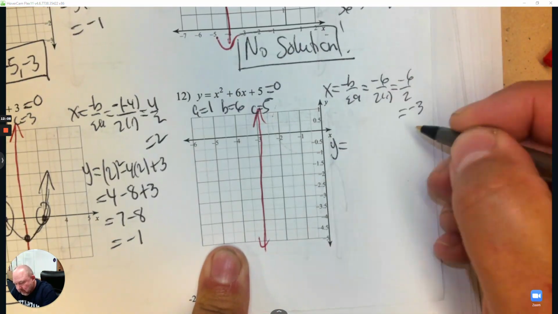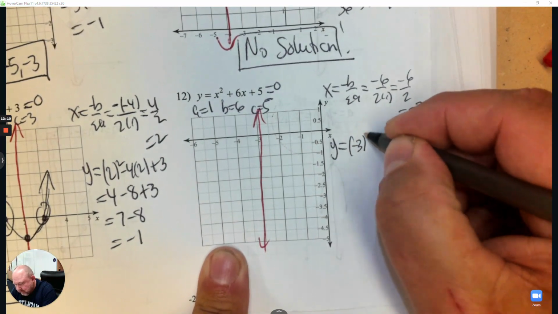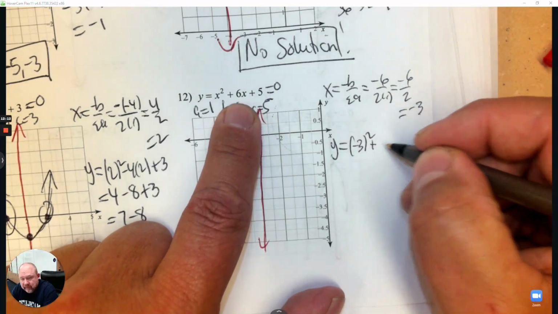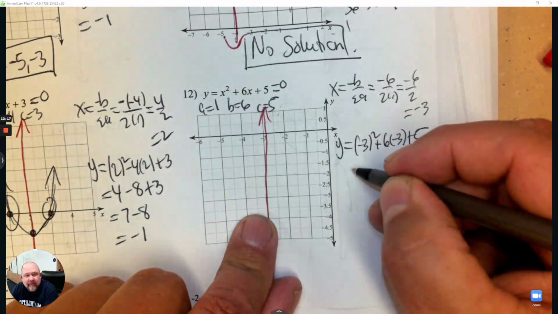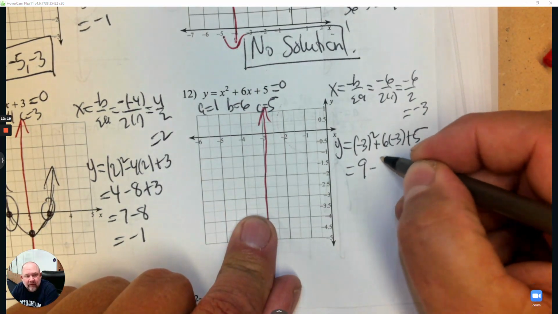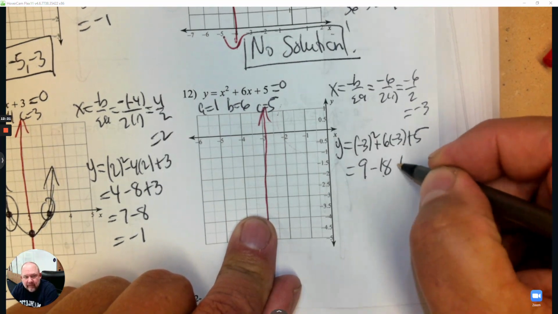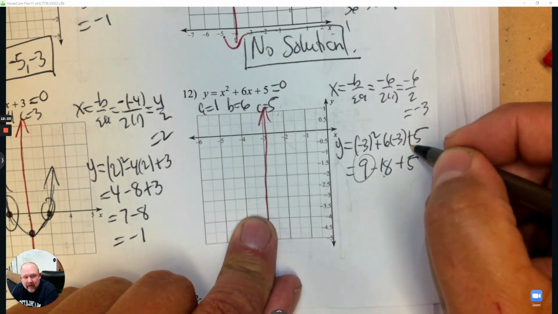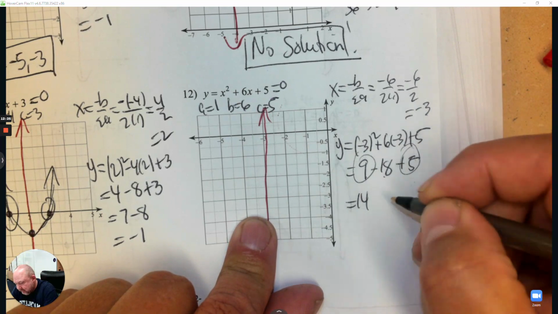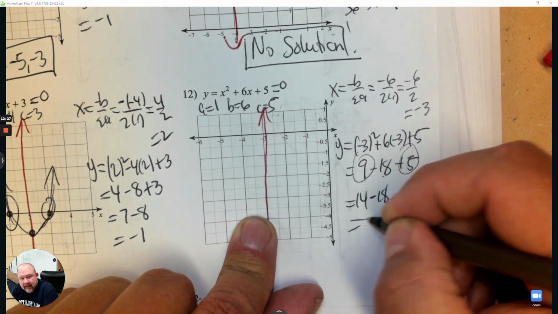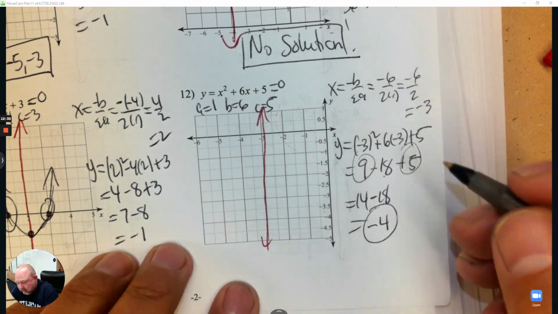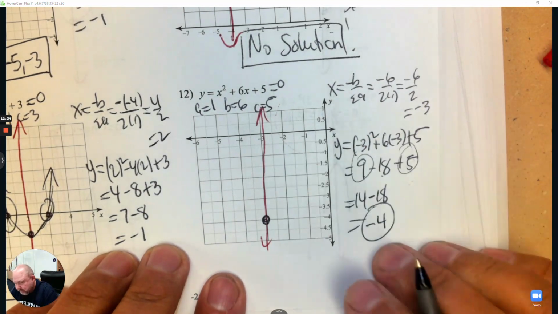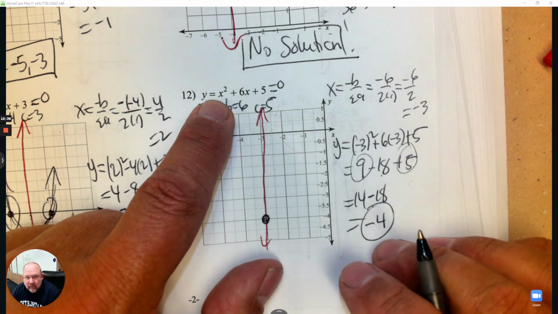Next, what does y equal? Use -3, so it's -3 squared plus 6 times -3 plus 5. Solve that. So -3 times -3, 6 times -3 plus 5. Add the positive numbers, 9 plus 5. And then how many more negatives do we have? So 14 take away 18, that's -4.